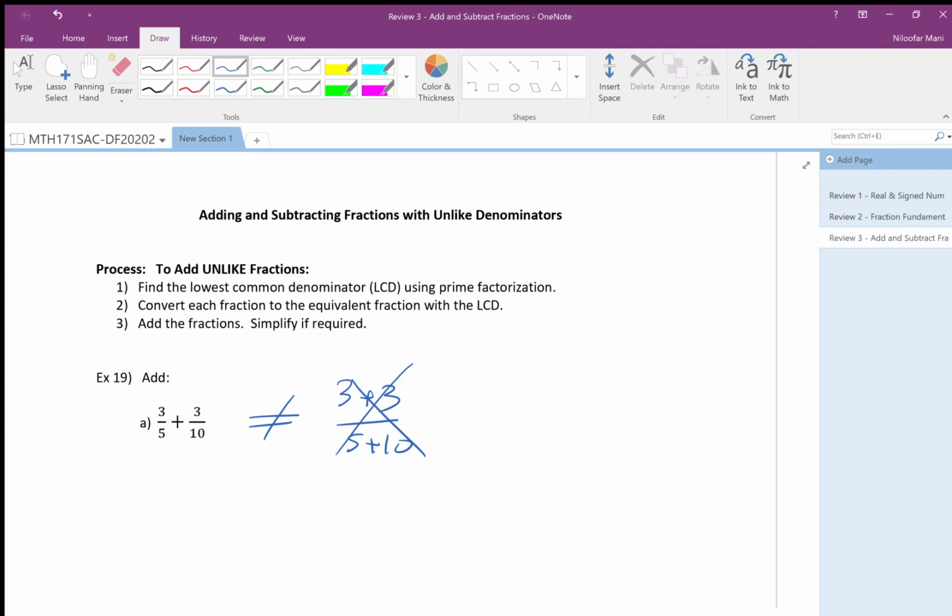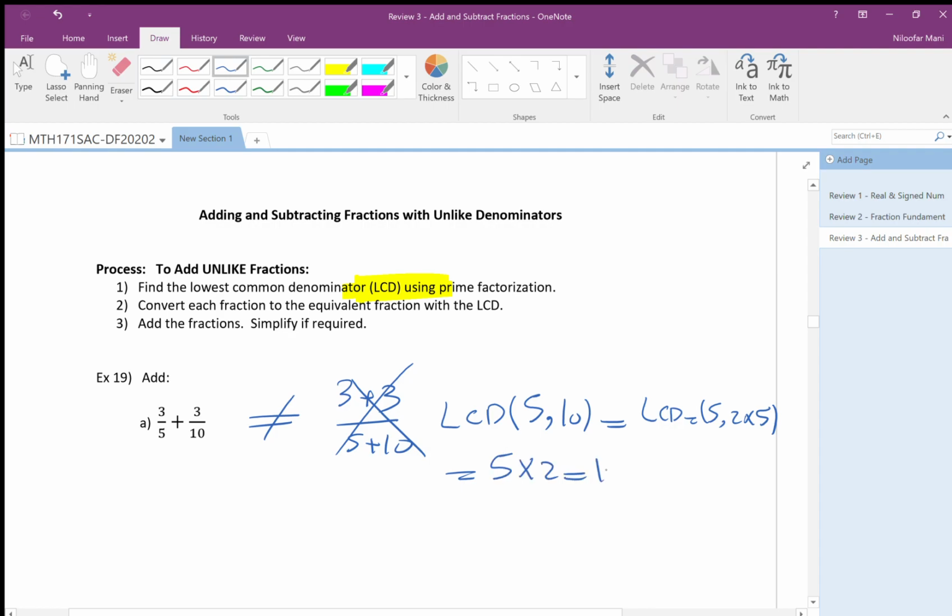Okay, I find the least common denominator for both denominators. So the least common denominator for 5 and 10: it is 5, and 2 times 5, which is 5 and 5. I use 5, 2 I use 2, so this is 10. Oh, 10. So for one of them, I don't need to do any change. How about for the other? For the other, yes, I need to do a change.